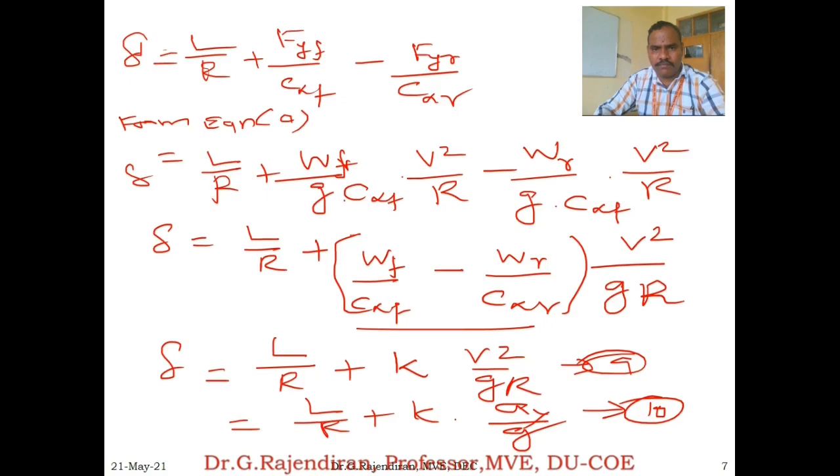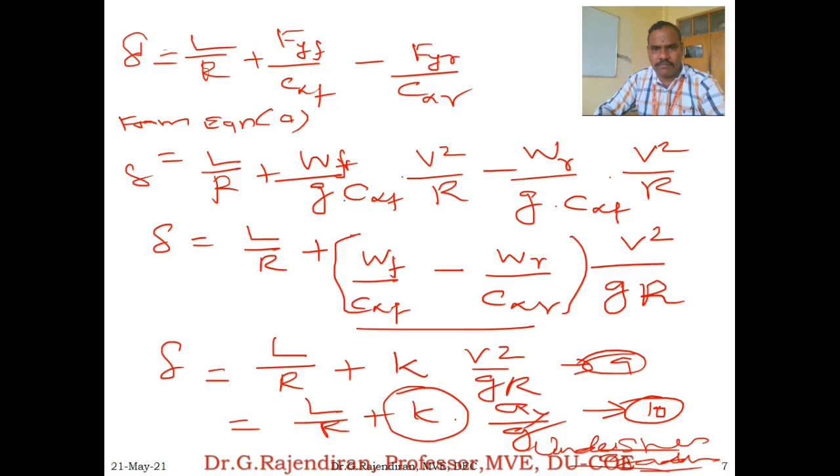Clear? Where AY is the lateral acceleration. So this K is called an understeer gradient. It is very important for predicting the handling behavior of the vehicle. This is a very important parameter for predicting the handling behavior of the vehicle, that is called the understeer coefficient, not gradient, understeer coefficient. Clear?